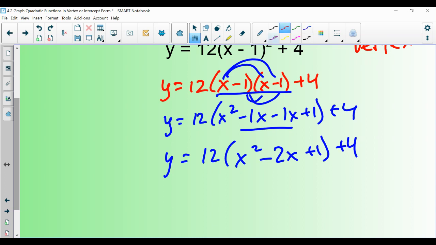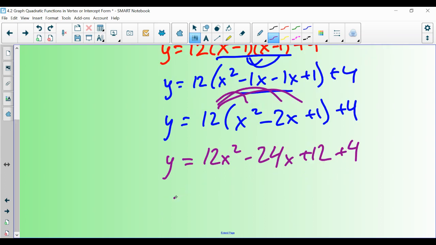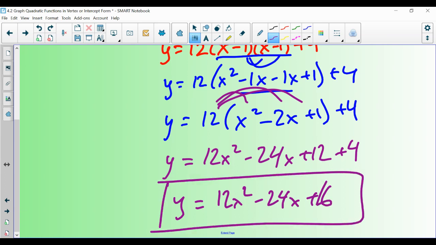We're almost done. We are going to distribute the 12 inside the parentheses. Y equals 12x squared minus 24x plus 12 plus 4. In our final step, y equals 12x squared minus 24x plus 16. So this is a lecture on section 4.2.